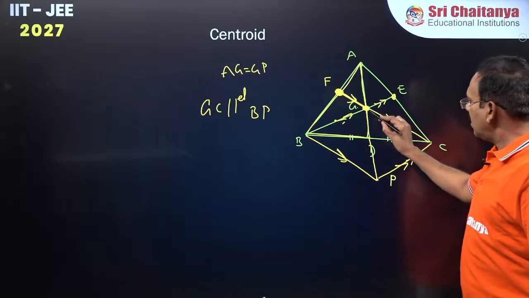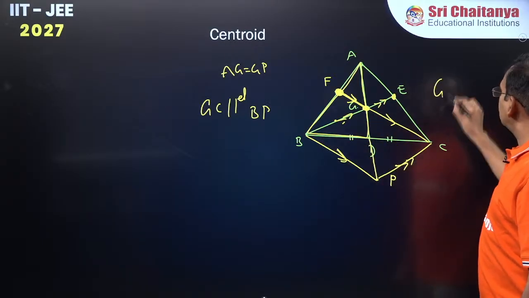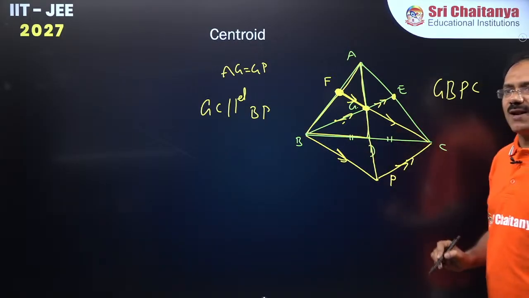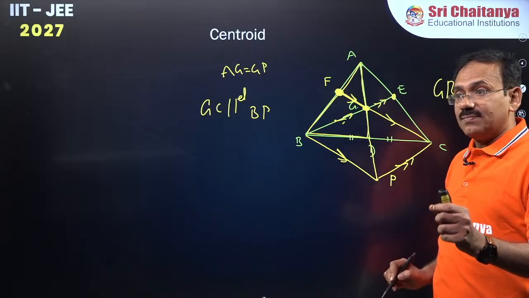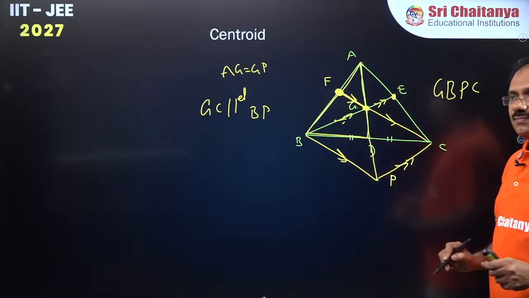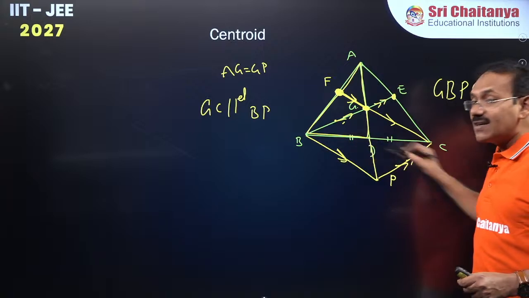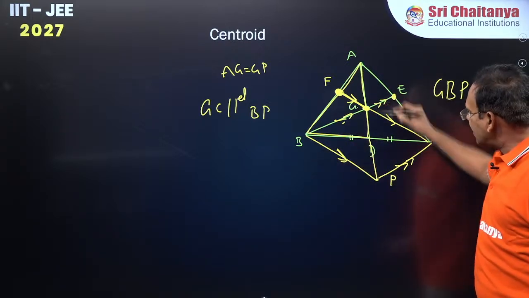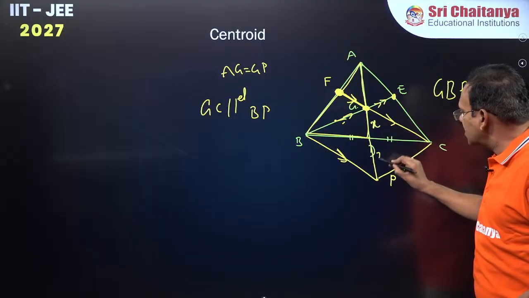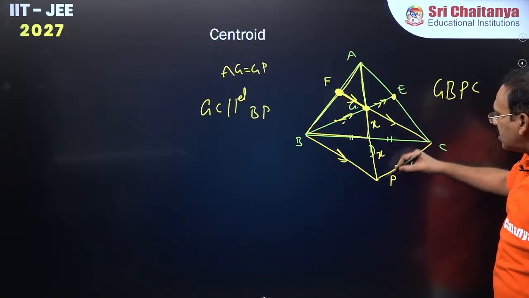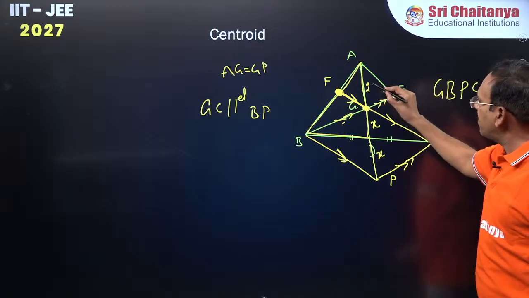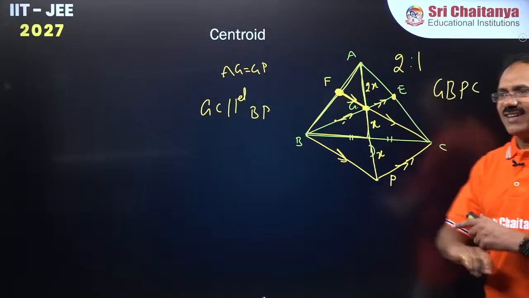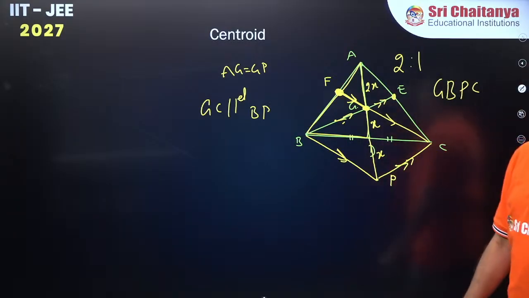So now GBPC is a parallelogram because these two are parallel and these two are parallel. In a parallelogram, diagonals bisect each other, as we saw yesterday. So if this is X, this is also X. Already I have taken GP equal to AG, so GP must be 2X. Now you tell me, G divides this median in the ratio 2:1. Clear everyone? Got it?